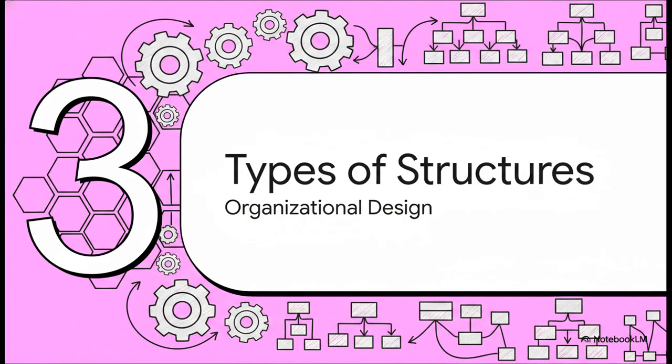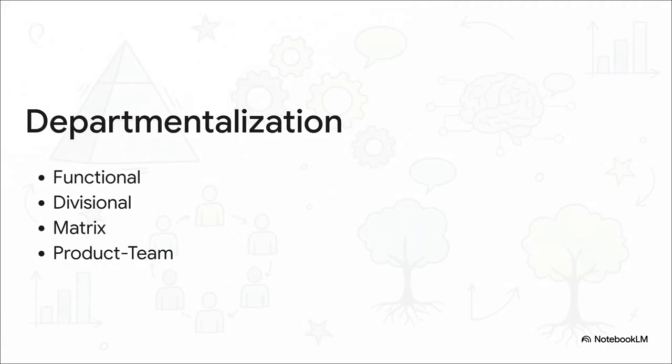All right, let's hit part 3, types of organizational structures. Once we have individual jobs designed, we need to group them together. Managers have a few fundamental choices for doing this, and we call these departmentalization bases. The main categorical buckets you need to know for the exam are functional, divisional, matrix, and product team structures. A functional structure groups people by their skills, like putting all the marketing folks together in one room. Divisional groups them by product, market, or geography.